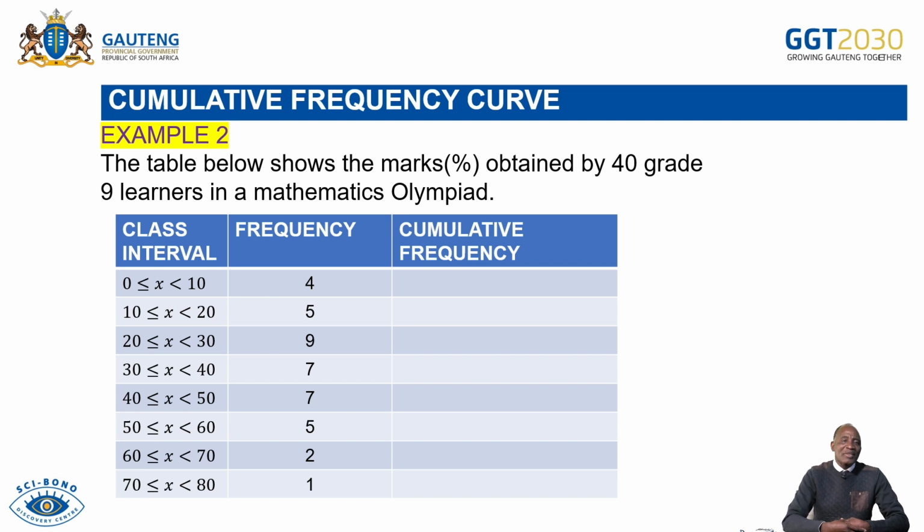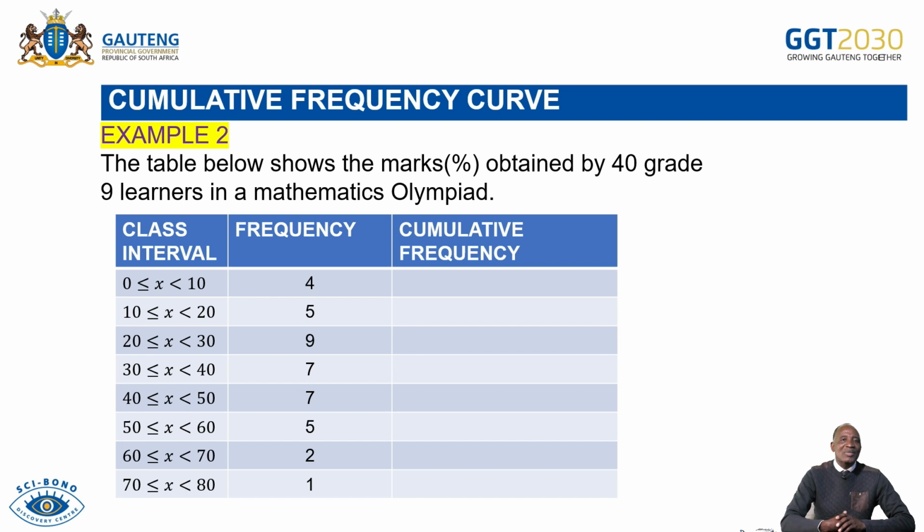Right. So the marks are classified according to some intervals. Our first interval says x is a number greater than or equal to 0 but less than 10. In short, these are learners who obtained less than 10, but from 0 up to less than 10. There were 4. Then from 10 to 20, there were 5. From 20 to 30, there were 9. And from 30 to 40, there were 7. Then from 40 to 50, there were 7 again.